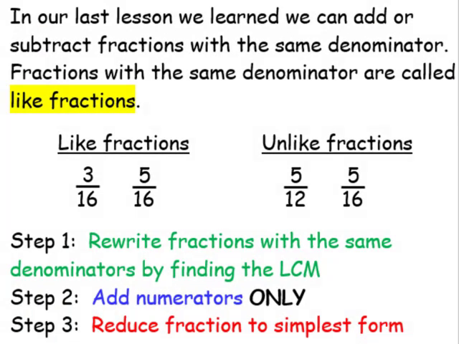In our last lesson, we learned we can add or subtract fractions with the same denominator. Fractions with the same denominator are called like fractions. So here we have the same denominators, those are like, and these are unlike. The 3 steps in adding or subtracting fractions would be: rewrite the fractions with the same denominator by finding the LCM of the denominators. Step 2, add only the numerators. And step 3, reduce fractions to simplest form if necessary.